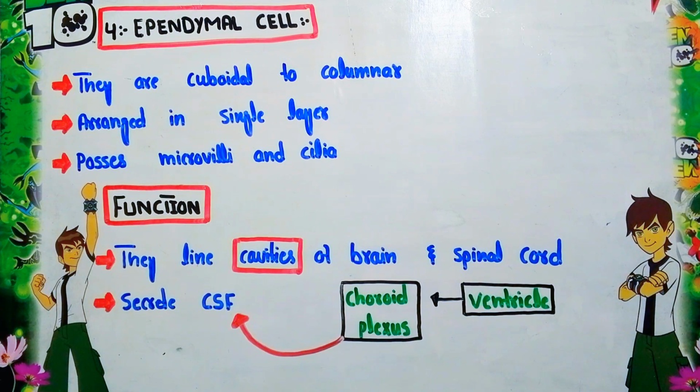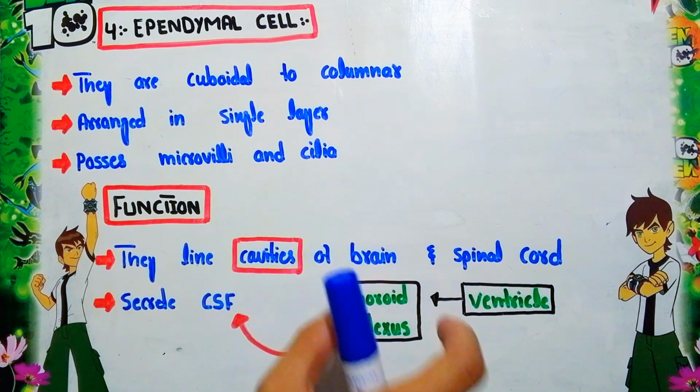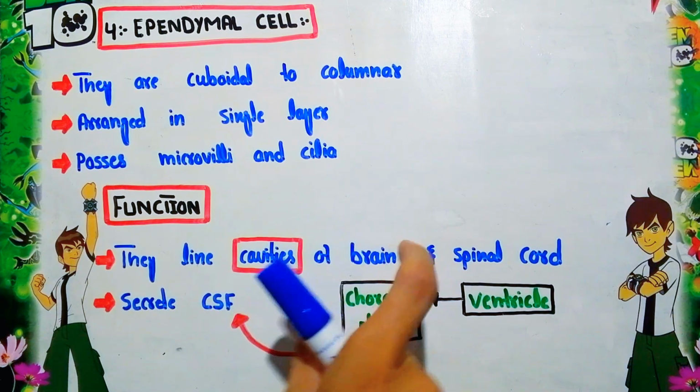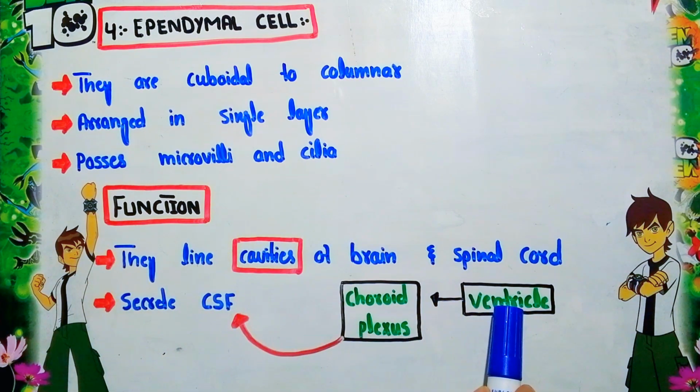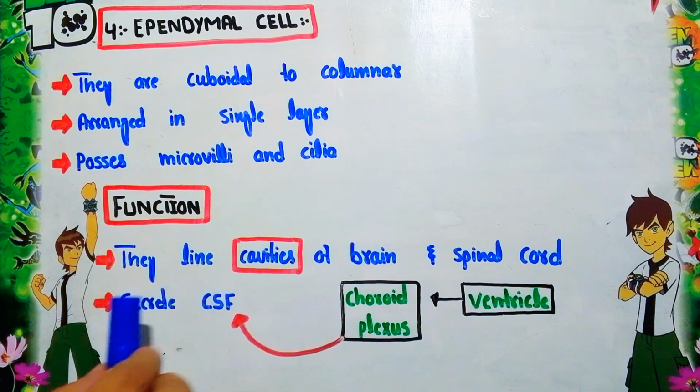So this is the ventricle. Now what is the function of the ependymal cells in the ventricles? Right in the ventricles, a subset of ependymal cells is present. These ependymal cells form the choroid plexus, which is responsible for the formation of cerebrospinal fluid. So mainly they first line the cavity of the brain, meaning they are present in the ventricles. They secrete cerebrospinal fluid. Normally this cerebrospinal fluid is secreted by the choroid plexus. Now, what is the function of cerebrospinal fluid in the brain? It protects our central nervous system from mechanical injuries. So this is about the ependymal cells.